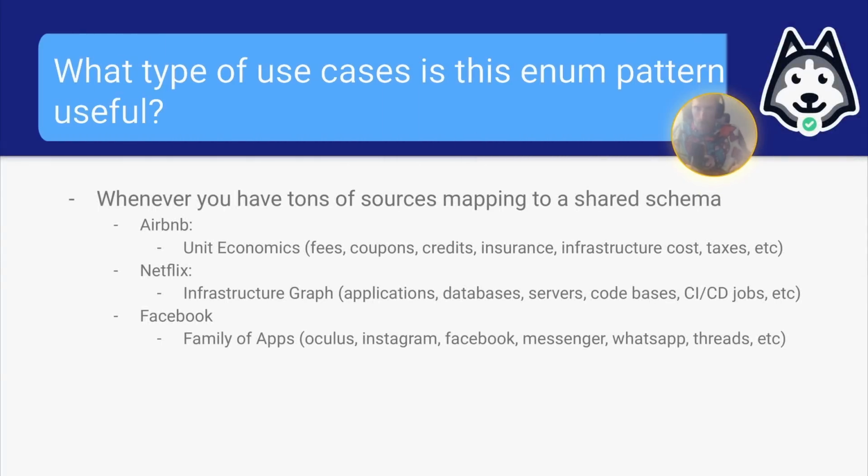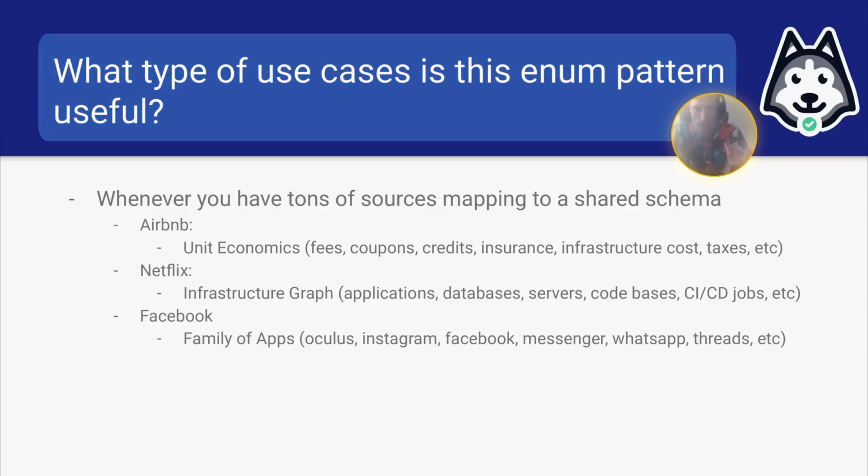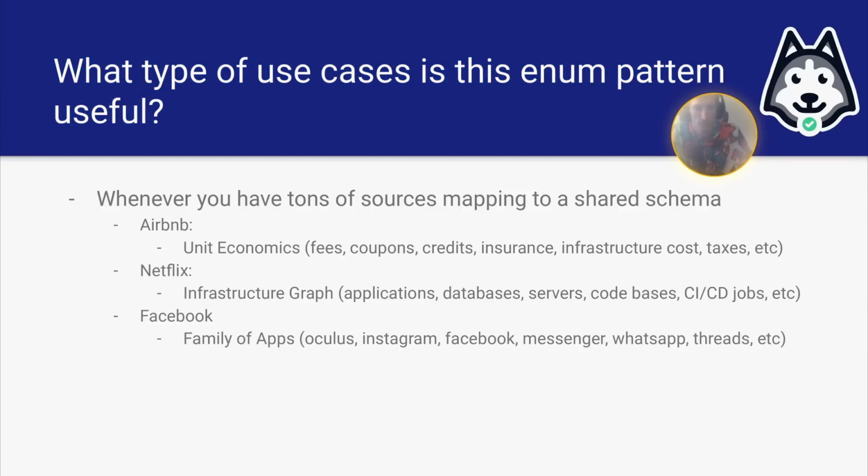So let's go into this a little bit more. What are the use cases for this little book of enums? I've seen it happen a couple different times. Earlier I was talking about Airbnb. They have unit economics where it has all these enumerated fields: fees, coupons, credits, insurance, infrastructure costs, taxes, referral credit. There's so many more.